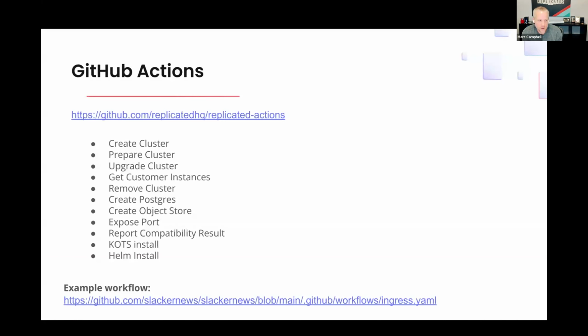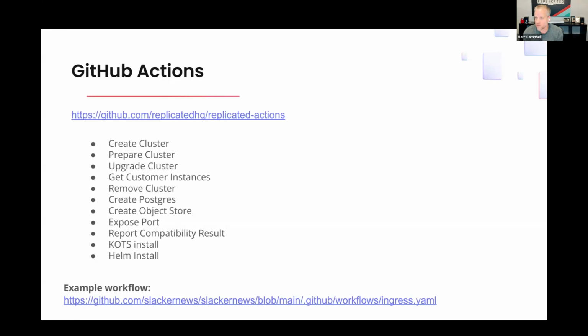So for GitHub Actions, the link here at the top lists where our GitHub Actions are published. We have a bunch of different actions. I'm going to highlight a couple of them here. Create cluster is a key one here. That's actually how you create that cluster, and it accepts the input of the distribution, the version, and a few other parameters. Then there's KOTS install and Helm install at the bottom.